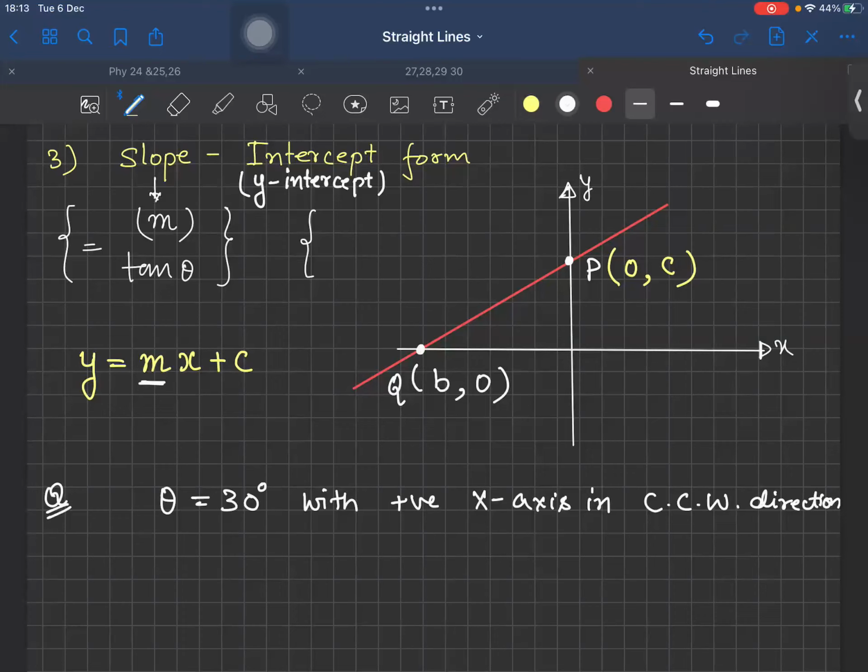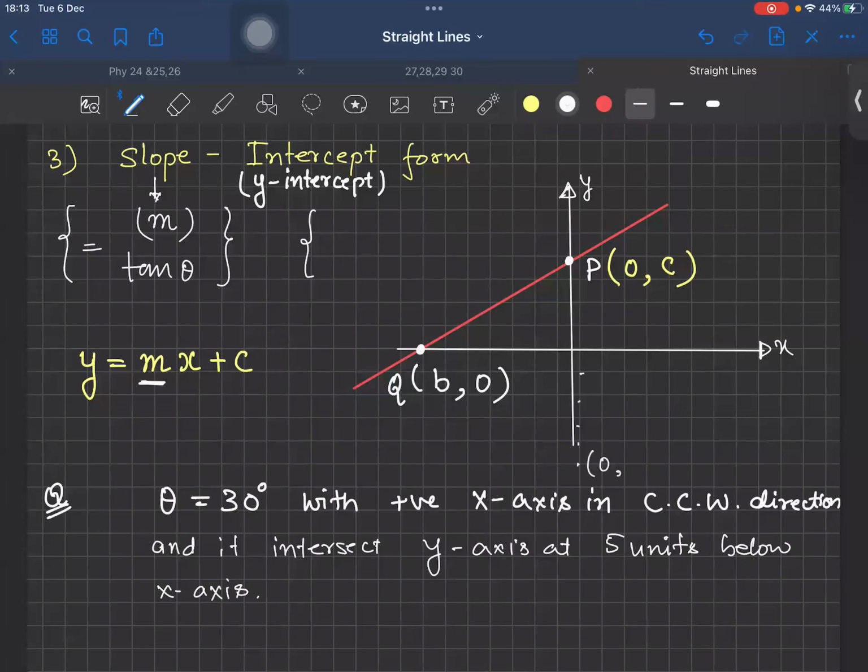Now here the angle is defined, and it intersects the y-axis at -5. Or it can be written as 5 units below the x-axis, right? 5 units below the x-axis means what? 1, 2, 3, 4, 5 here somewhere. That means the point is 0, -5.